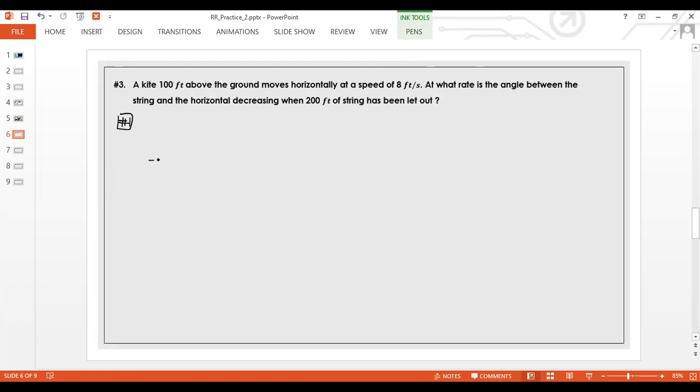Here you are standing, flying the kite, and here is the kite. Let's draw the kite. It looks like a bug, but that's good. So this is the kite. Let's mark it here: this is 100 feet, so the kite is 100 feet above the ground.